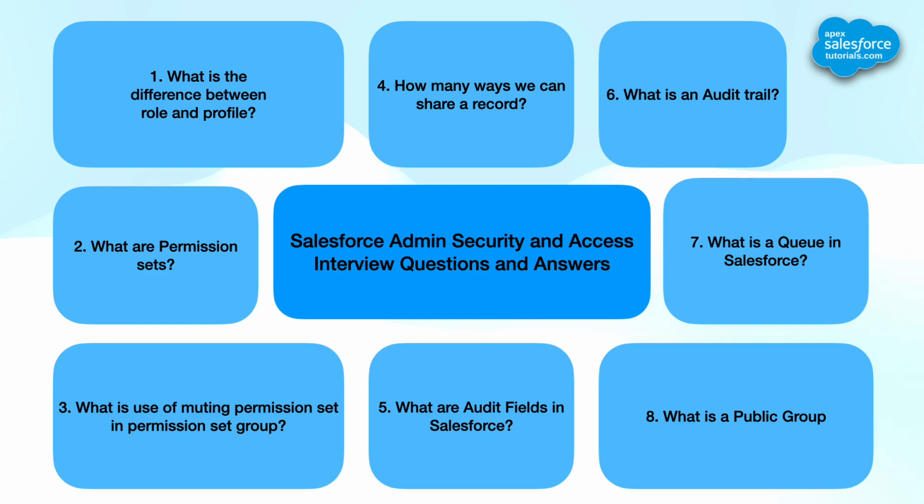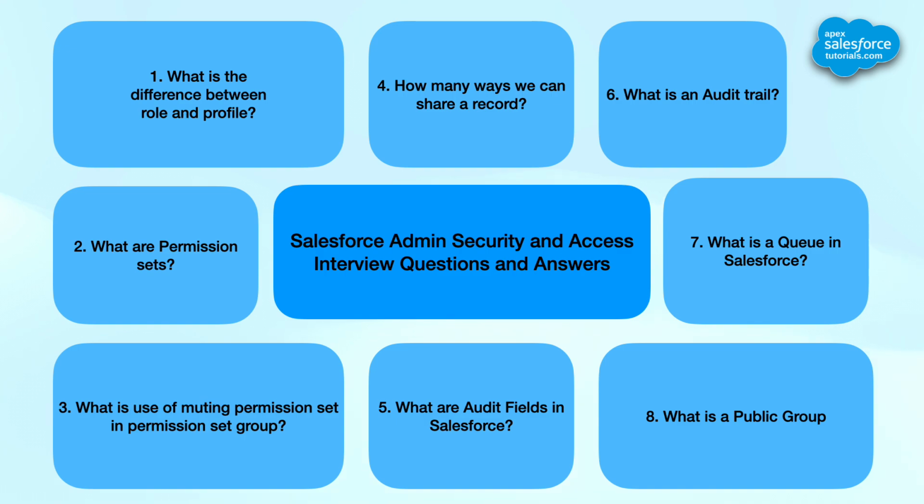Fifth, what are audit fields in Salesforce? Audit fields track crucial information for audit purposes. These include fields like Created By ID and Created Date. These fields help monitor the origin and timing of data entries. Sixth, what is an audit trail? The audit trail in Salesforce is a feature that tracks the most recent changes made by administrators. It logs the 20 most recent changes, allowing organizations with multiple admins to monitor updates effectively.